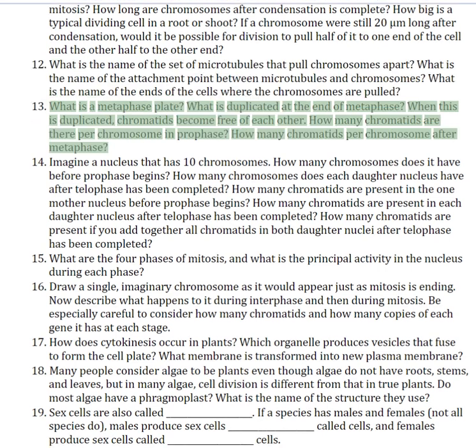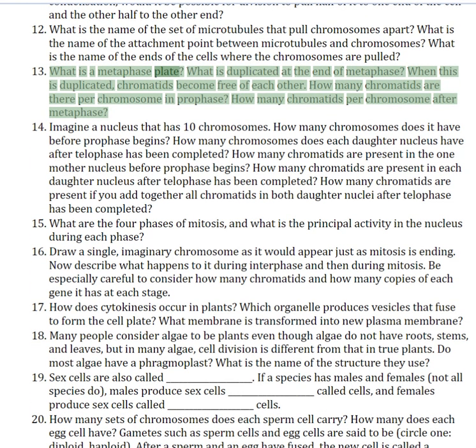13. What is a metaphase plate? What is duplicated at the end of metaphase? When this is duplicated, chromatids become free of each other. How many chromatids are there per chromosome in prophase? How many chromatids per chromosome after metaphase?